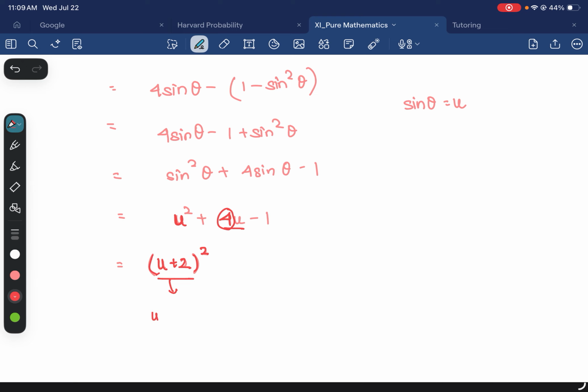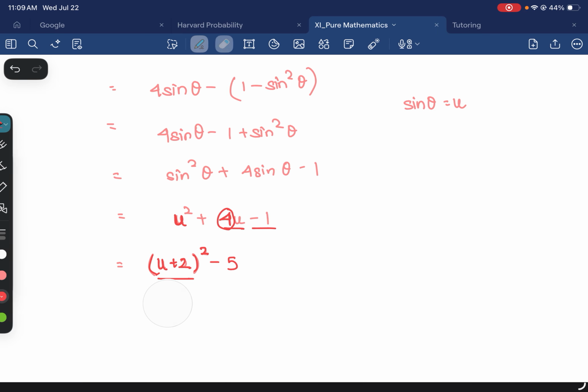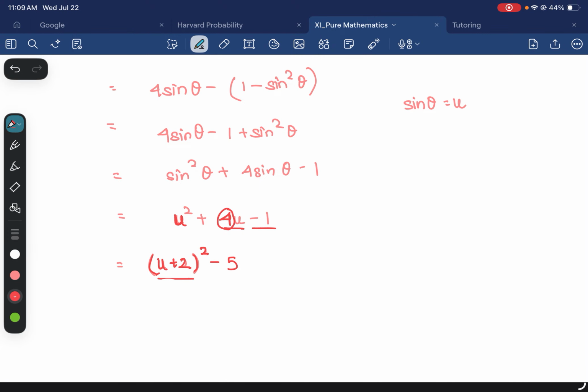So if you expand this, I get u squared plus 4u plus 4. But we have minus 1 here. So how do I get from plus 4 to minus 1? Well, I need to subtract 5. All right. And now we just substitute back because u was sine theta. So it's going to be sine theta plus 2 squared minus 5. And that is it.